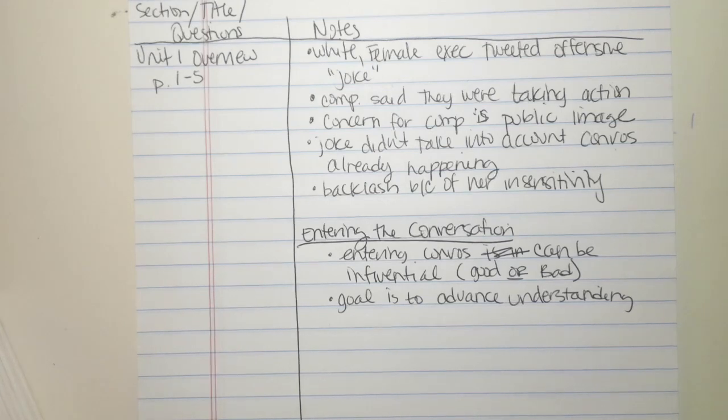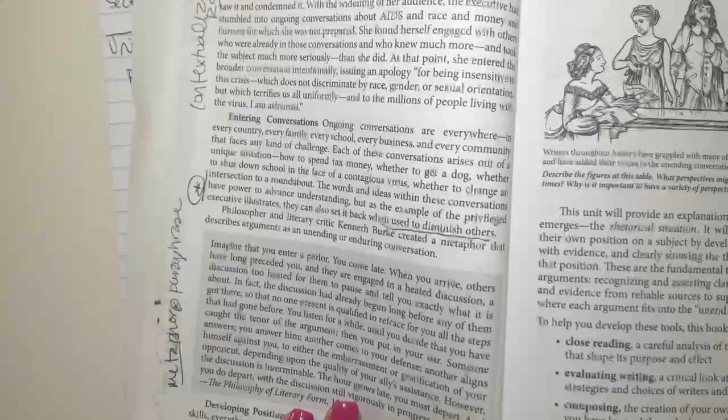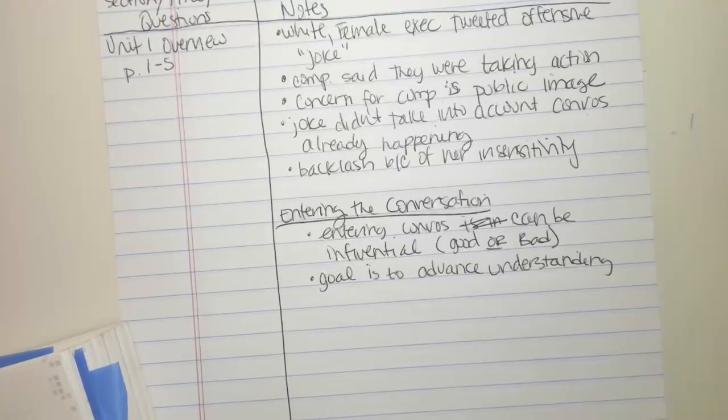Okay, so does that cover our bulleted points? Yes. And know in the beginning this is going to go a little bit slower just because we're just learning how to do this, but then let's read what's in the gray box, right? So this part right here. Philosopher and literary critic Kenneth Burke created a metaphor that describes arguments as an unending or enduring conversation. To endure means to last, right? To continue on. Imagine that you enter a parlor. A parlor is like a room, right?